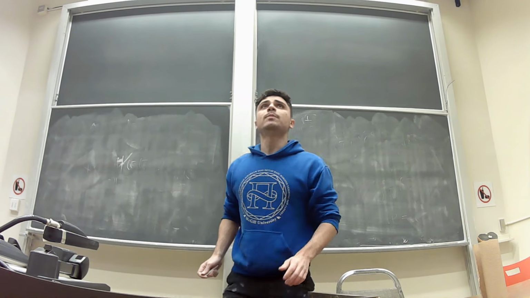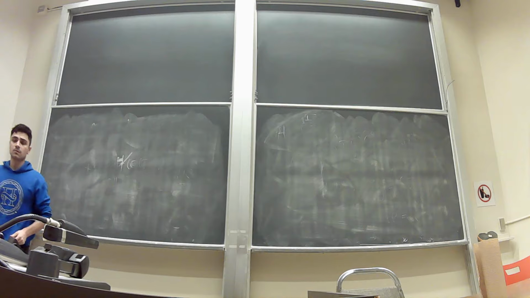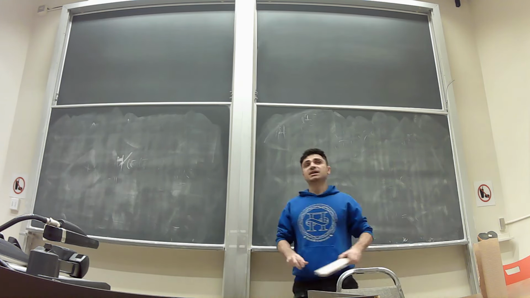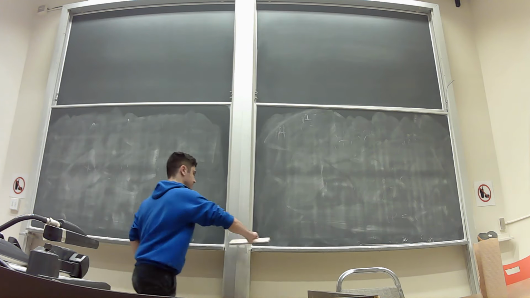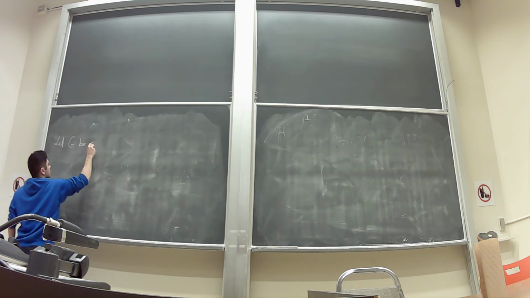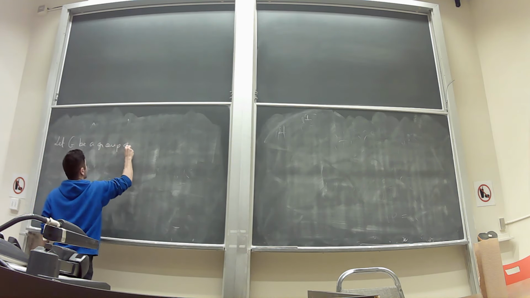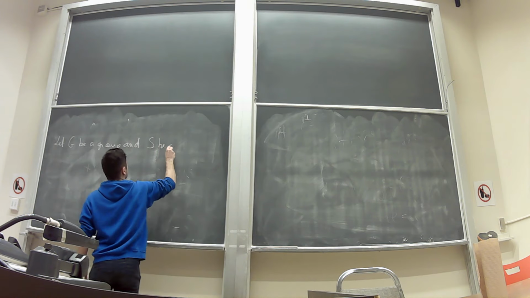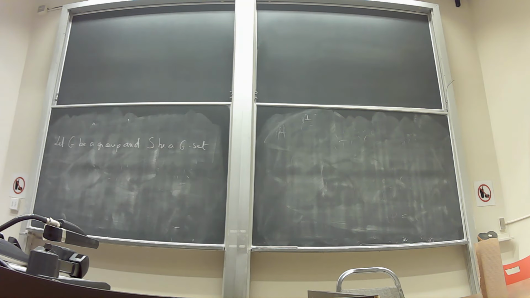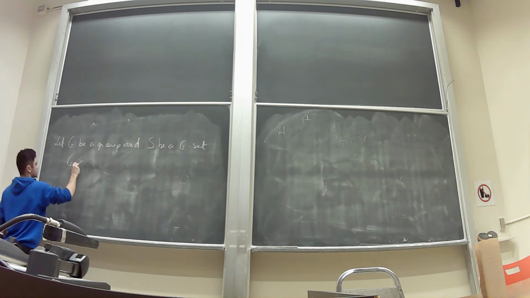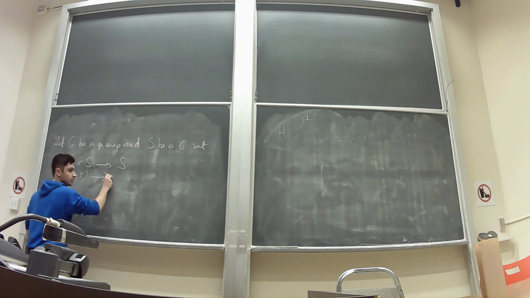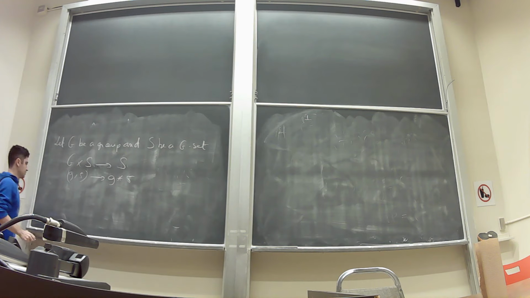Okay, today we'll continue with group actions. So let G be a group and S be a set on which G acts. Let G be a group and S be a G-set. So it's a set S on which G acts, and you have an action from G cross S to S that sends a pair (g, s) to g star s.